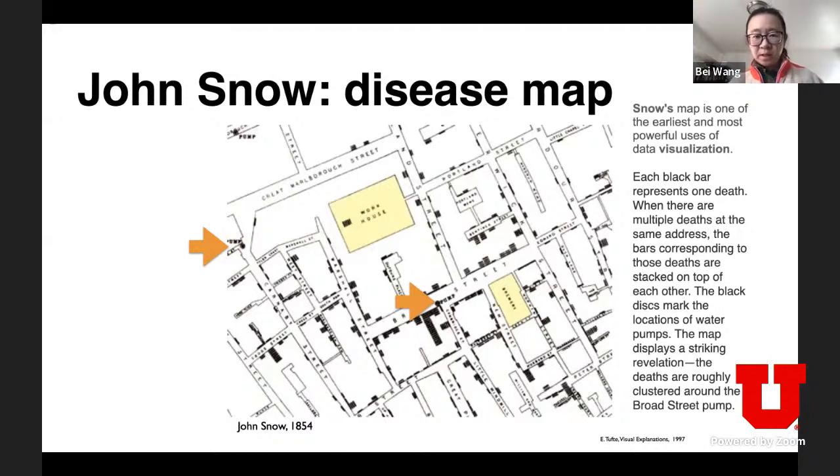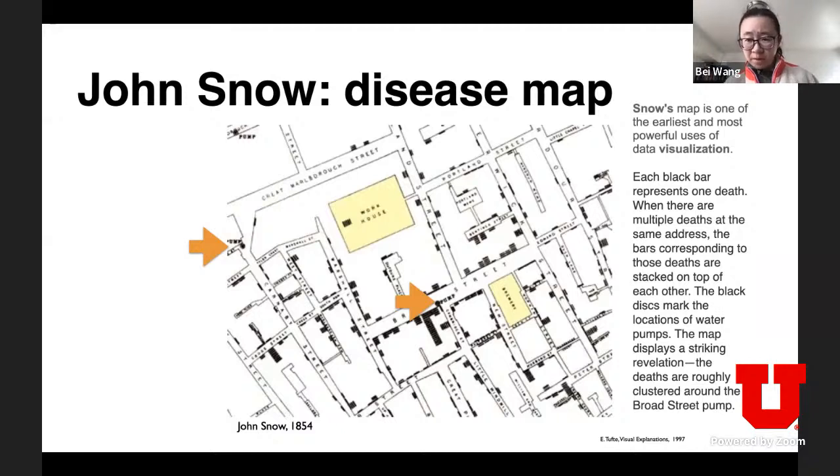And then what you can notice here is where that orange arrow is, in the middle of the picture, is where the problematic pump is. So if you look carefully at this visualization, there are all these black bars, which roughly correspond to what we today refer to as histograms. Each black bar on this map represents one single death associated with the disease. And where there are multiple deaths at the same address, the bars are stacked on top of each other, precisely how histograms work.